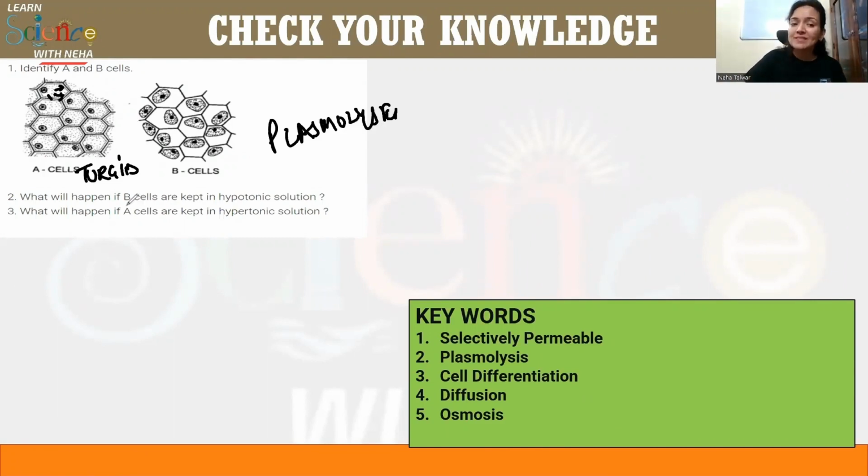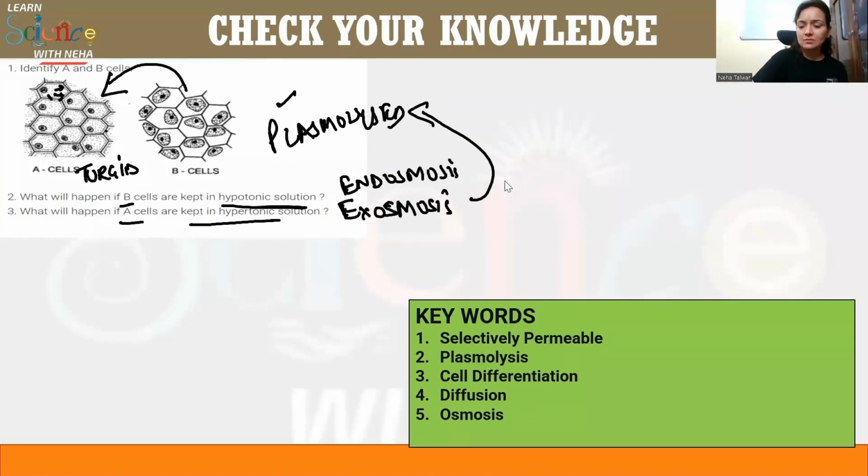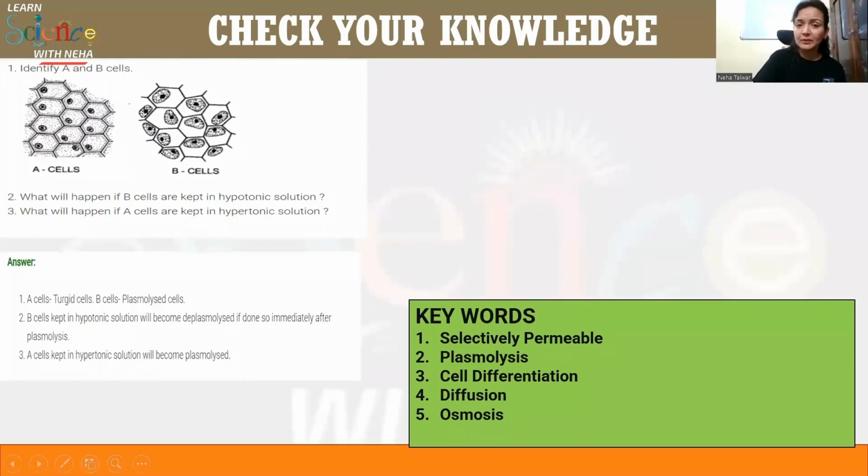Next, what will happen if cell B, which was plasmolysed, is placed in hypotonic solution? Hypotonic means water is more, salt is less. So it will undergo endosmosis, which means water will start moving inside, and the cell will regain its original shape. And if cell A is placed in hypertonic solution, it will undergo exosmosis. That means water will start moving out and it will slowly undergo plasmolysis. So here it is endosmosis. You can write these terms as well. Yes, we are right. You can check the answers.